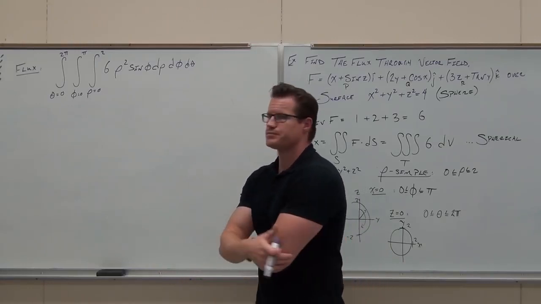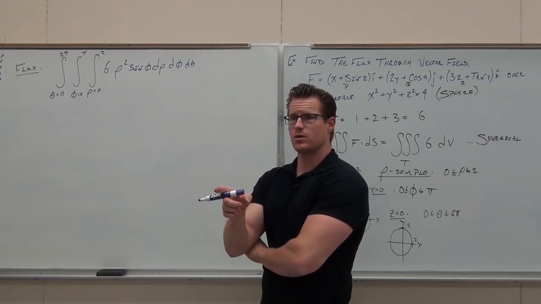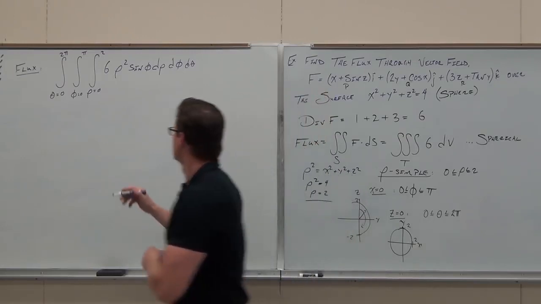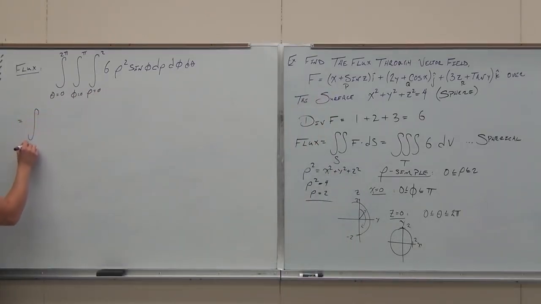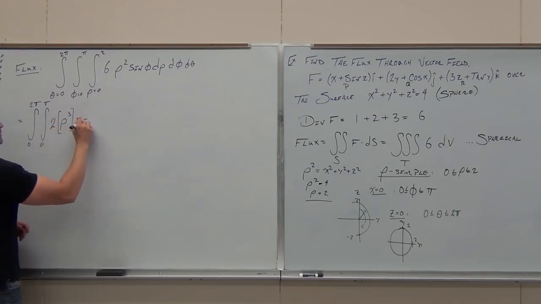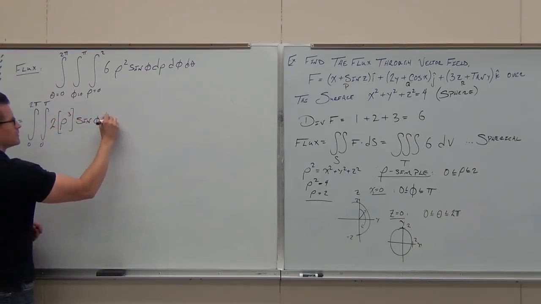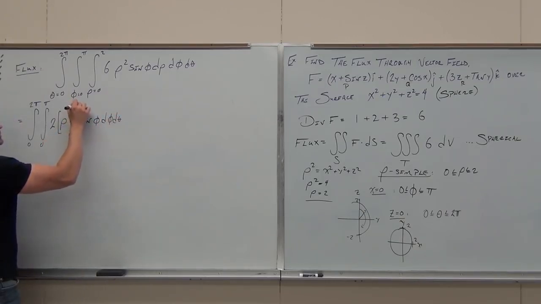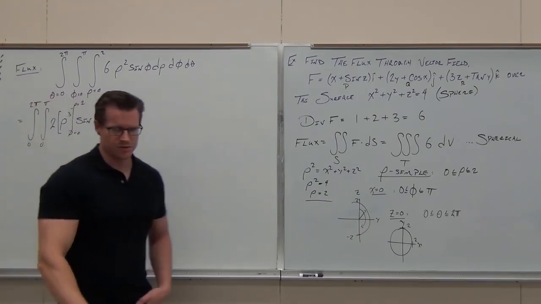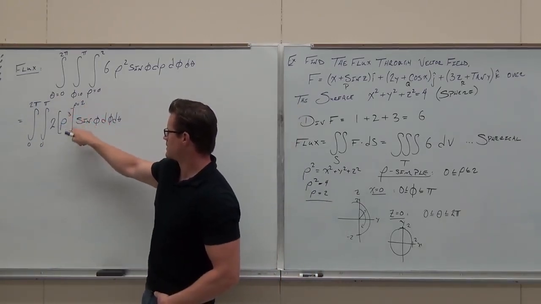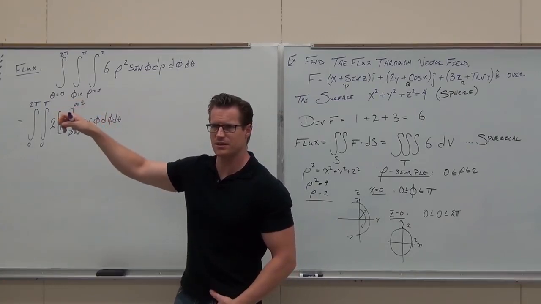What's the first thing that you would do? Integrate with respect to rho. So when we get the rho, we'd have that rho cubed over 3, yeah? 3 with the 6 is going to give you a 2. And then our rho is going from 0 to 2. If you plug that in, I plug in the rho, that's going to give me 8, this is going to give me 0, so I basically just have 8 times 2, I'm going to have 16 there. Did you guys get the 16? Sweet.